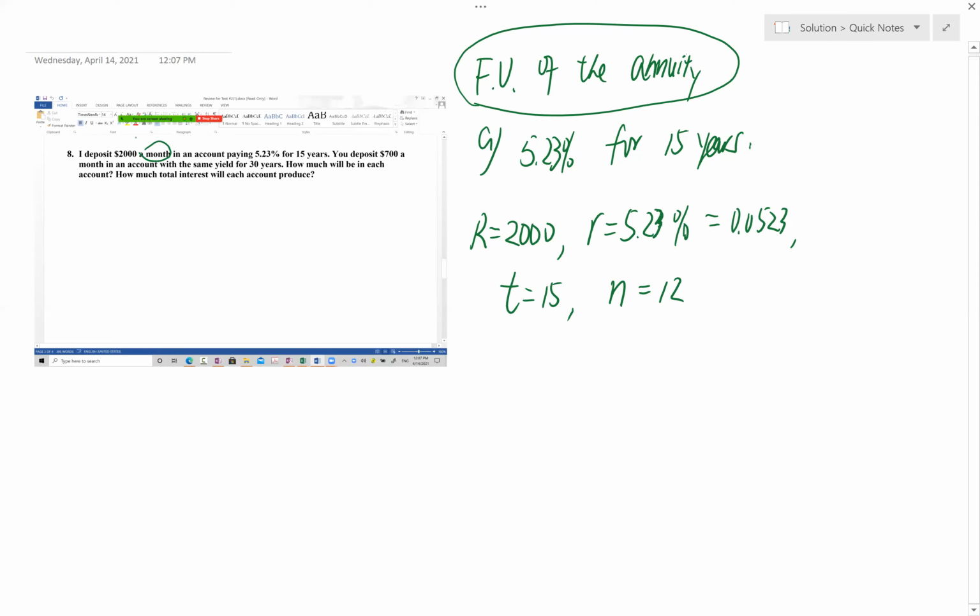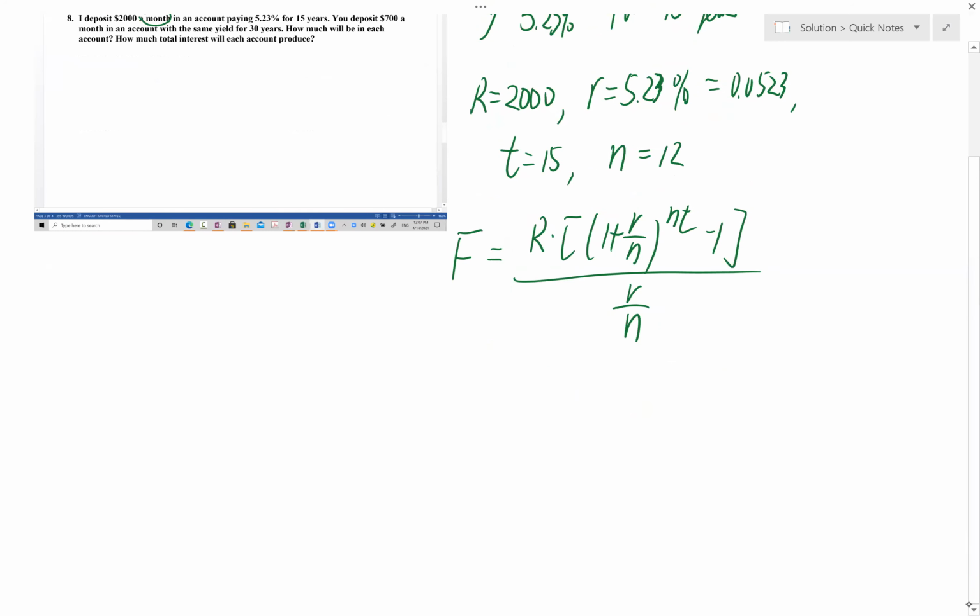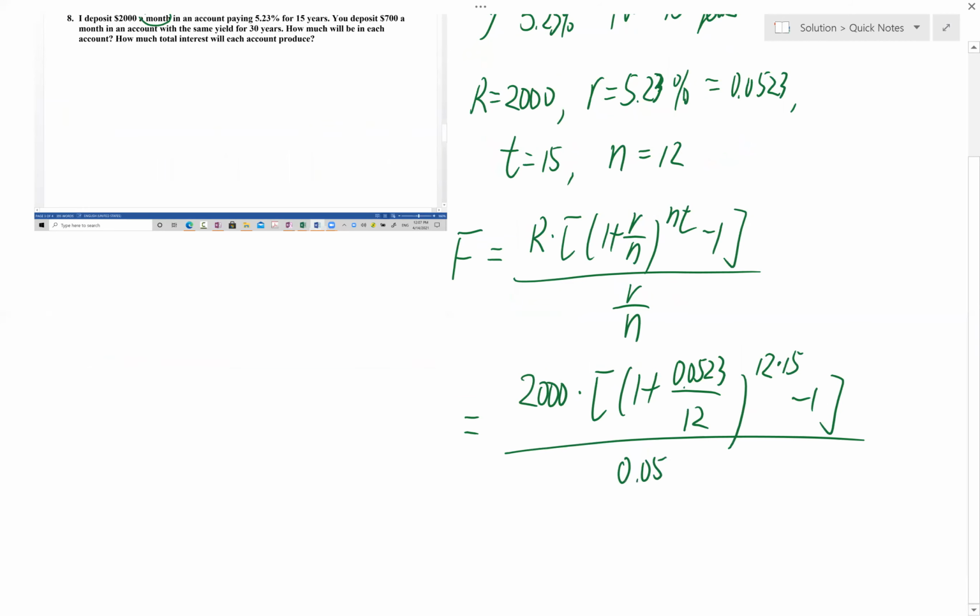Now let's see what the future value of this investment in your retirement account is. The regular payment times 1 plus r over n, to the nt, minus 1, over r over n. So one more time, we throw in all the numbers: 2,000 times 1 plus the rate 0.0523 over 12, raised to nt, which is 12 times 15, 180 payments, minus 1, and dividing by 0.0523 over 12.